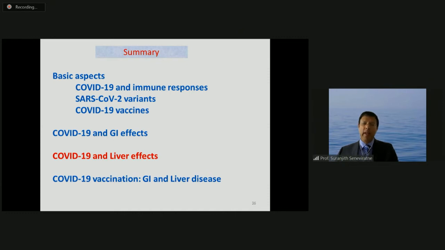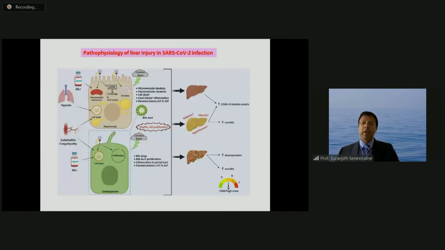and I will go into the liver aspects of COVID and then go on to vaccination. So we know that the hepatocyte can be affected by the virus, but it is mainly the cholangiocyte, the bile duct cell. And there are different ways in which it causes liver damage. It can go into the liver cell, the hepatocyte, and damage the cell, but that is not the commonest. It can be due to hypoxia, due to the lung effects affecting the liver.